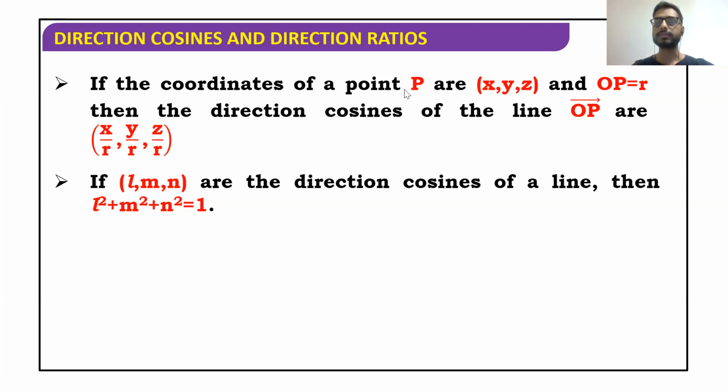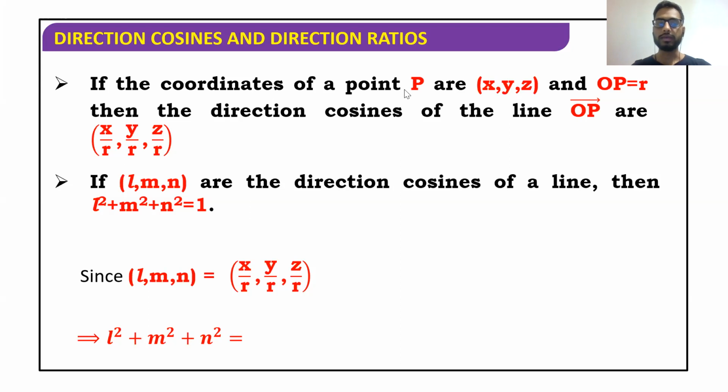Also, I know that L square plus M square plus N square is equal to 1. If I'm going to consider one point P, then I can say that L is nothing but x by r, M is y by r, and N is equal to z by r. Therefore, if L square plus M square plus N square is 1, I can also say that x square plus y square plus z square upon r square is equal to 1.